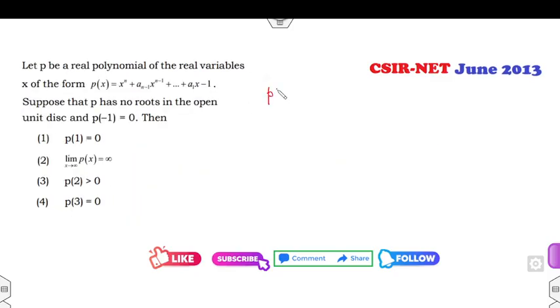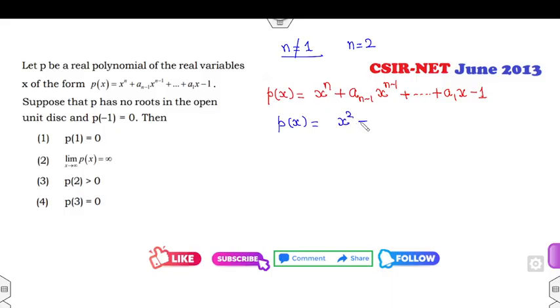Let P be a polynomial of a real variable, x raised to power n, plus a(n-1) and so on, up to a1 x minus 1. So I can choose the value of n. If I choose n equal to 1, it will be a0. But a0 is not given to you. That means I can never choose n equal to 1. If I choose n equal to 2, it's a1. Then it's satisfied. So what is that? It is my x square plus a1 x. This is the term, and minus 1.